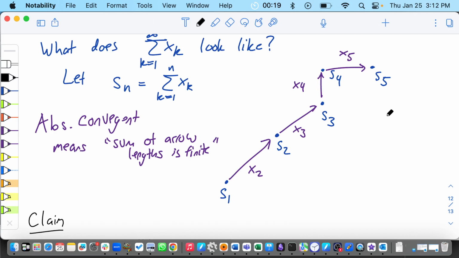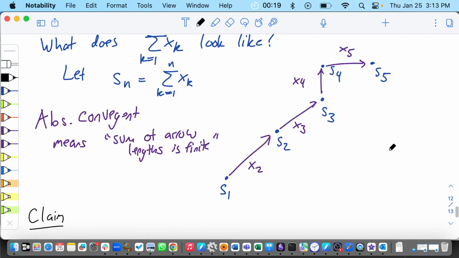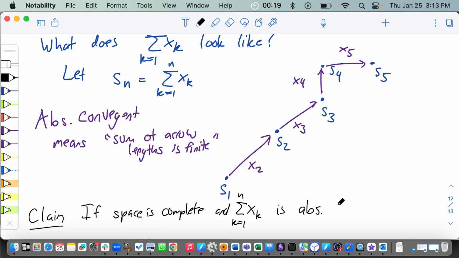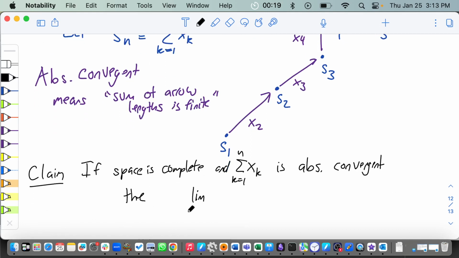Okay, so we're going to prove if it's complete, then absolutely convergent sequences converge. And we have the picture in front of us. What is the Cauchy sequence going to be? It's going to be the sequence Sn. So the claim: if the space is complete, and the sum k equals 1 to n of xk is absolutely convergent, then the limit as n goes to infinity of the sum from k equals 1 to n of xk exists.